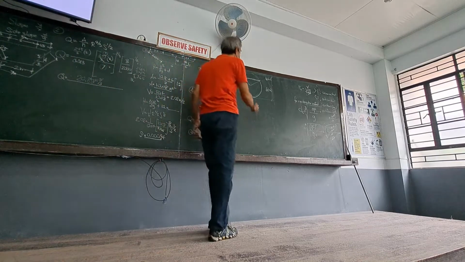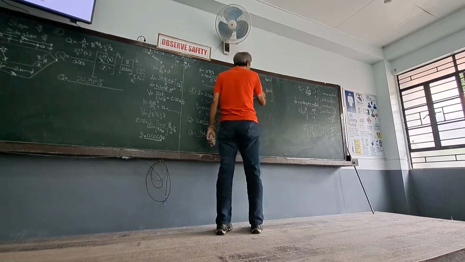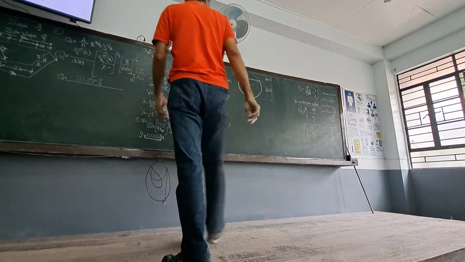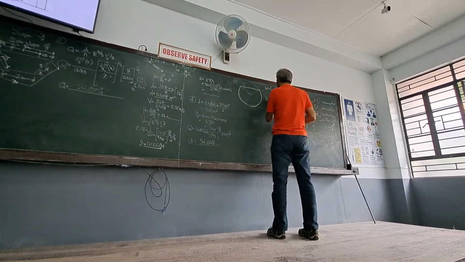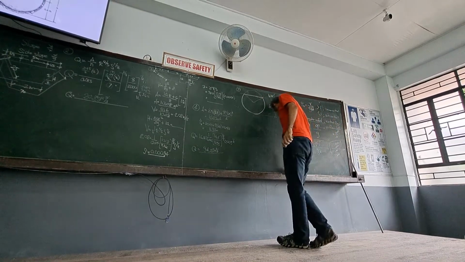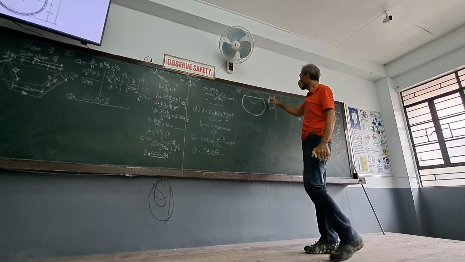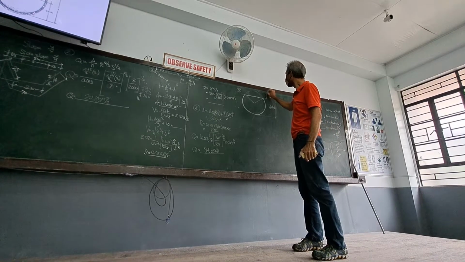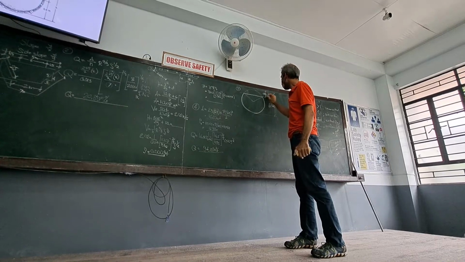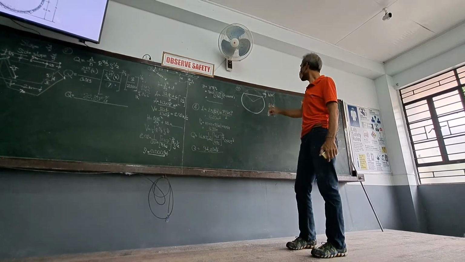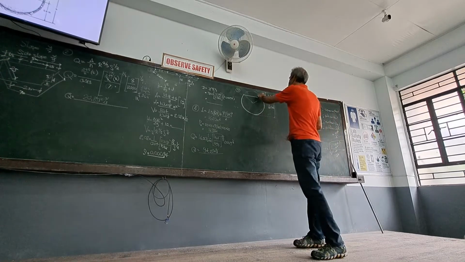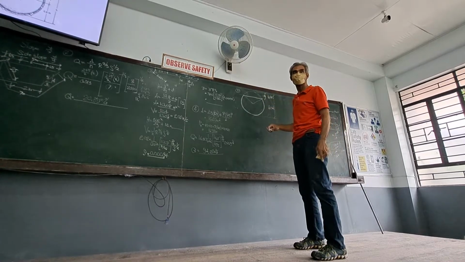Area. The diameter is 1.2, the radius is 0.6. So 1.2 over 8 times 7 is 1.05. The depth of water is 1.05.